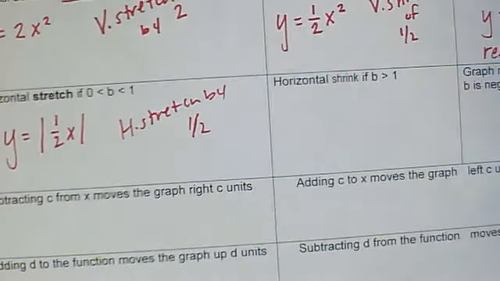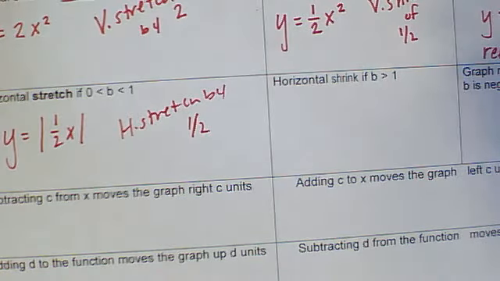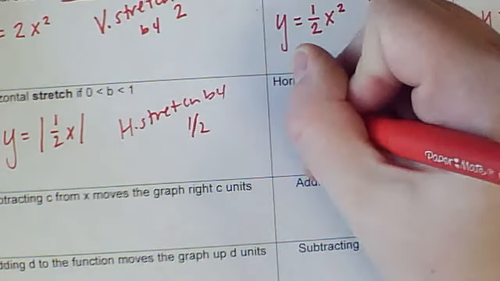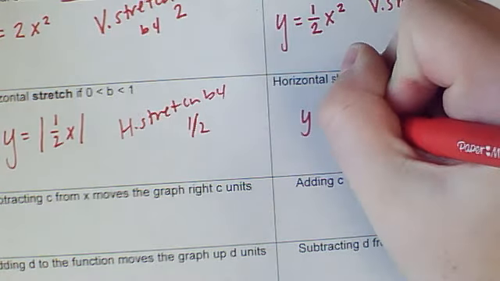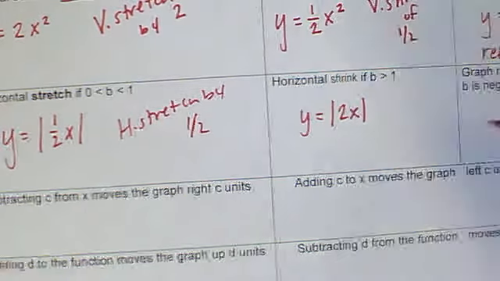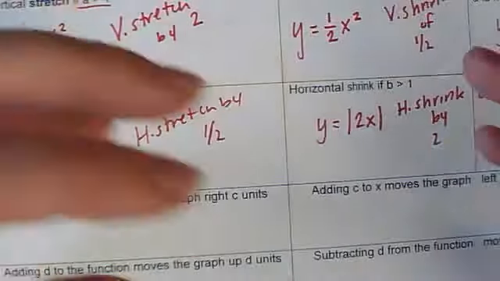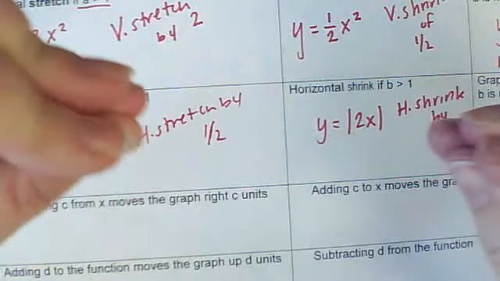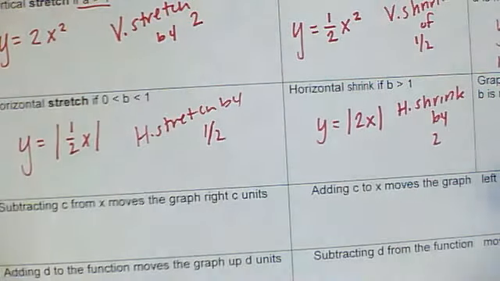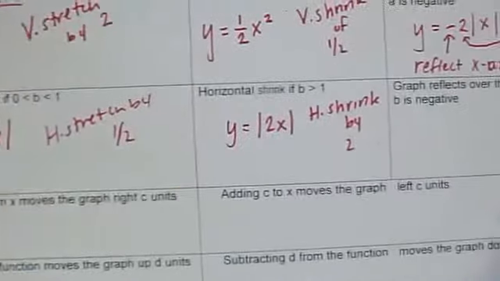Okay, a horizontal shrink would be if your b is greater than 1, so I'm going to choose 2. So y equals the absolute value of 2x. That's going to be a horizontal shrink by 2. So again, I'm taking the horizontal axis and shrinking it inside, so it's making it narrower and skinnier.